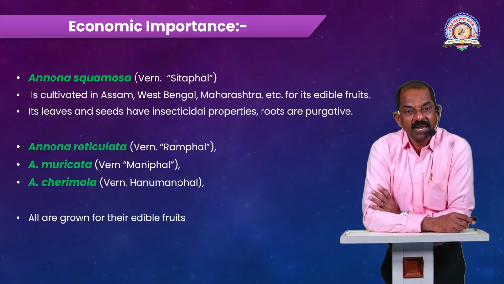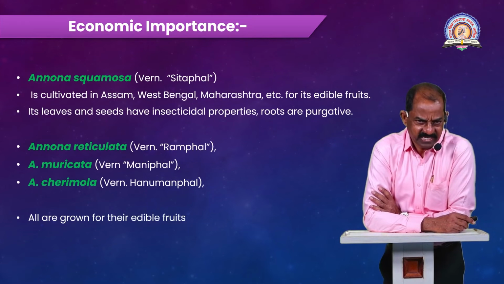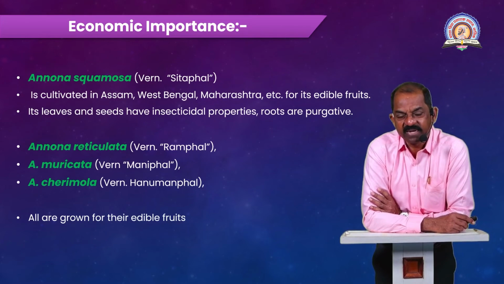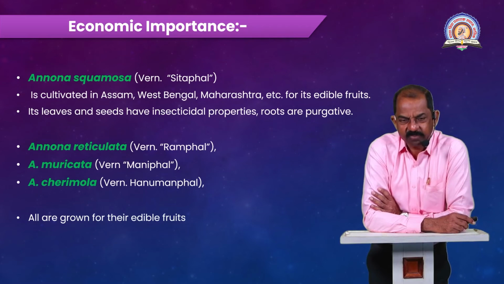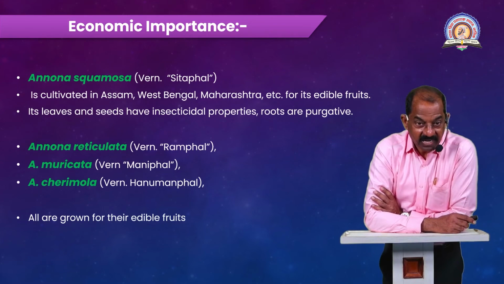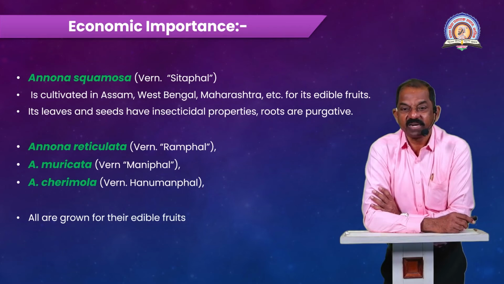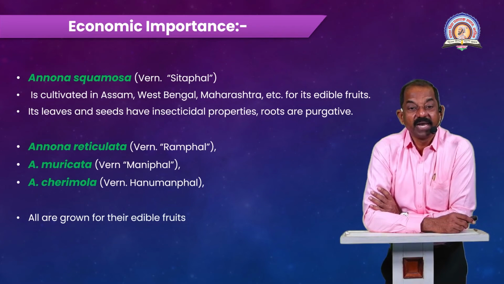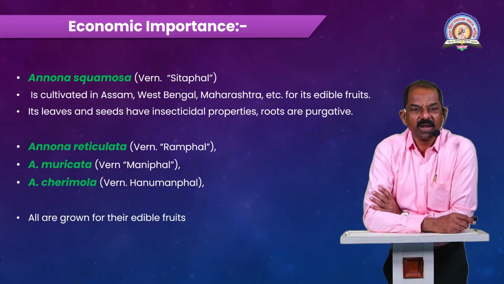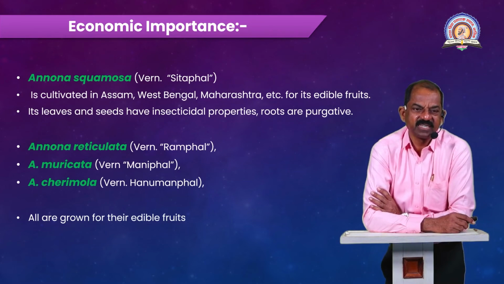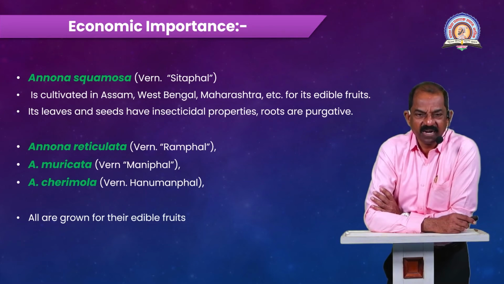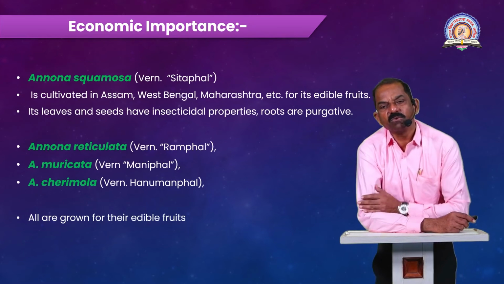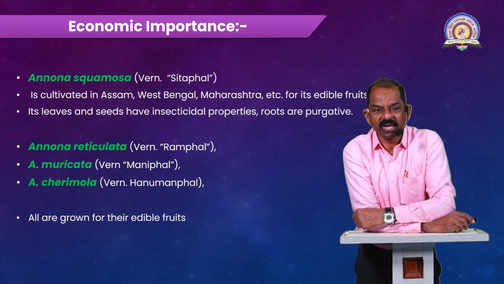It is cultivated for its edible fruit. In the figure, we have seen a green fruit, because of the apocarpous condition the fruitlets are formed, and that fruit is edible. Its leaves and seeds have insecticidal properties, and the roots are also used as purgatives.